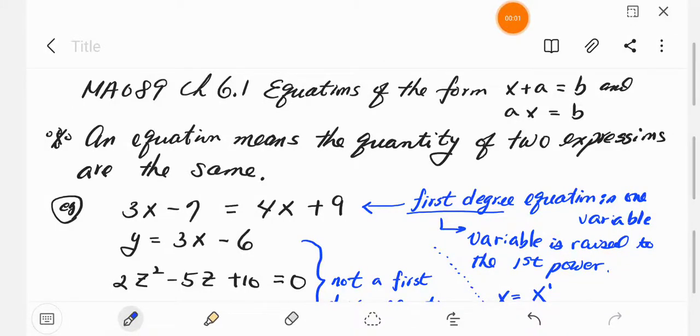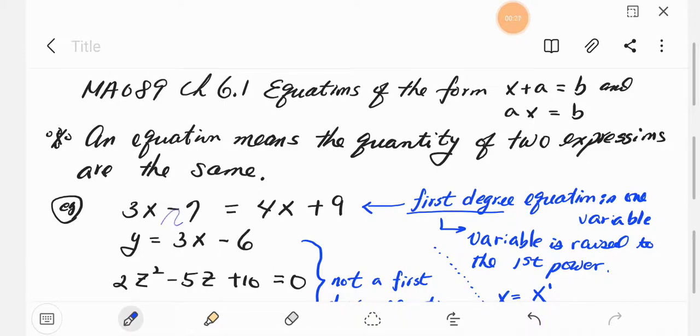Chapter 6.1: Equations of the form x plus a equals b and ax equals b. Alright, on equations, what do you mean by equation? An equation means there are two expressions, and the quantities of these two expressions are the same.